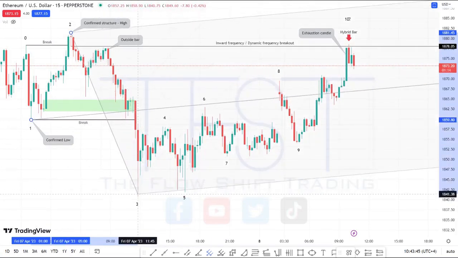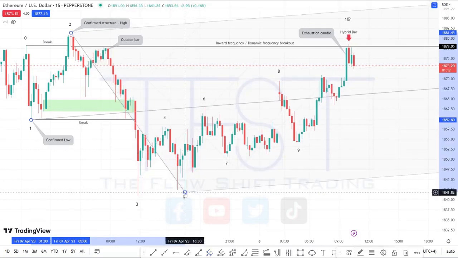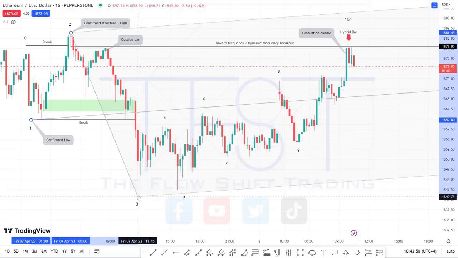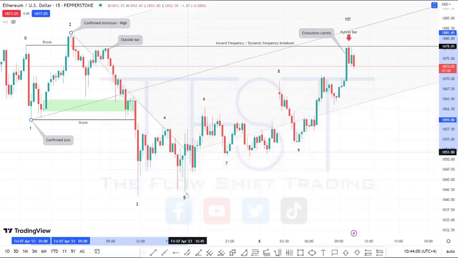Okay? So we need to anchor its anchor points at alternating highs and lows. So here we can, or even here, it's a good one.